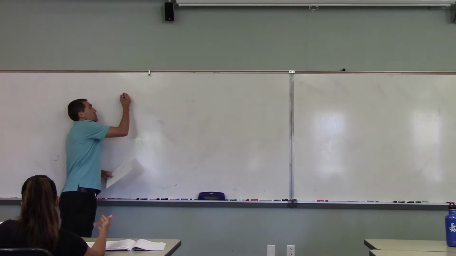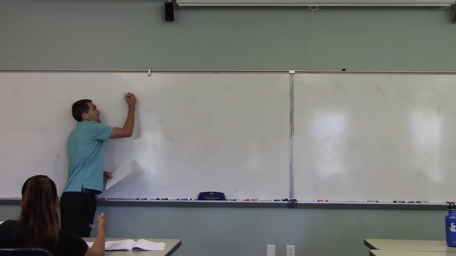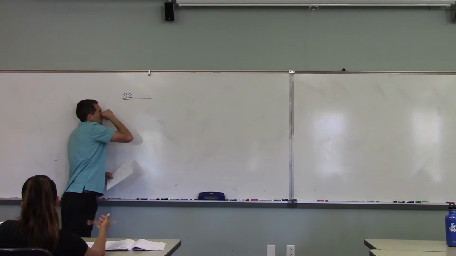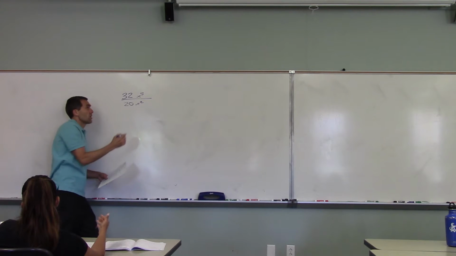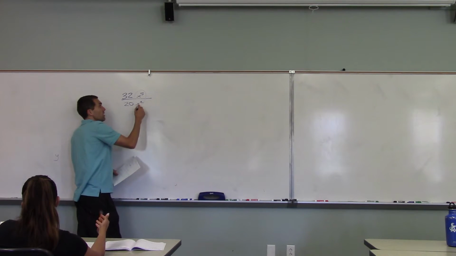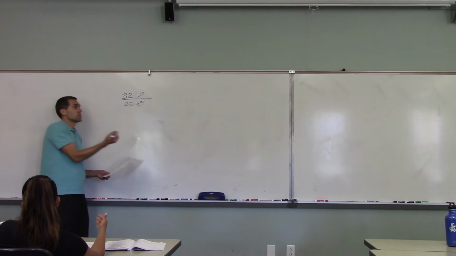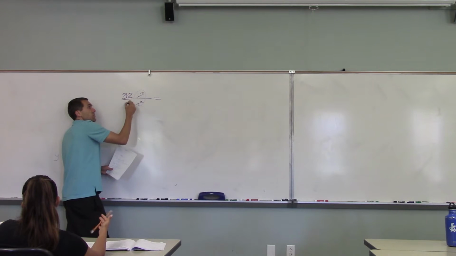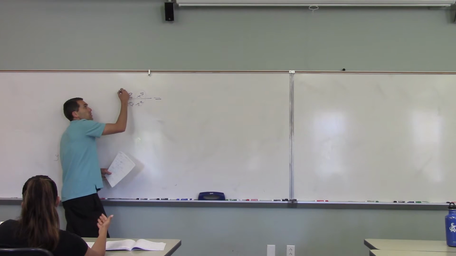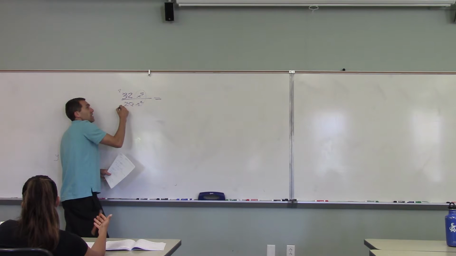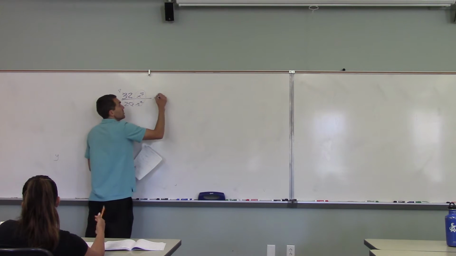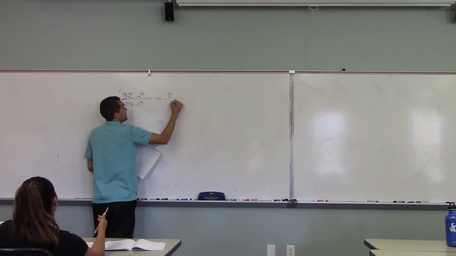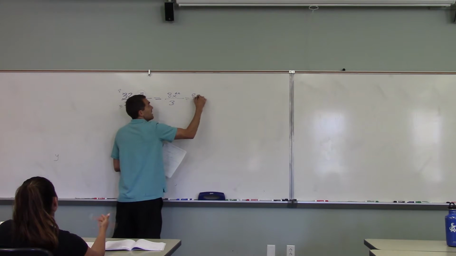Yeah, so what you might get though is something like 32 over 20 x to the fifth over x squared, where the variables will cancel out, but you might get numbers left over on the bottom. When you reduce this, you could reduce it like any old fraction and say, 4 goes into both of those, so this is 8 and 5. Then on top you can say x to the 5 minus 2. So this is 8x to the 3rd over 5.